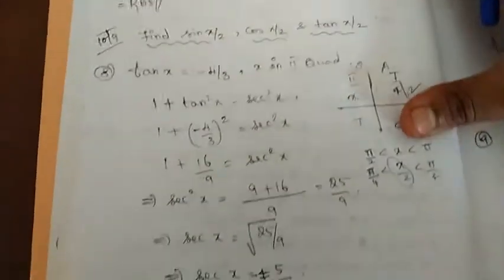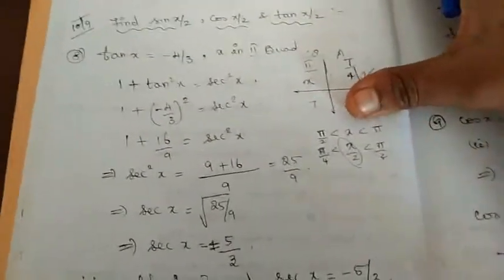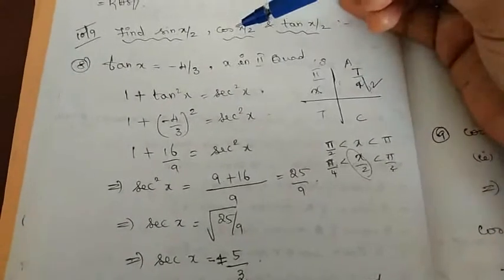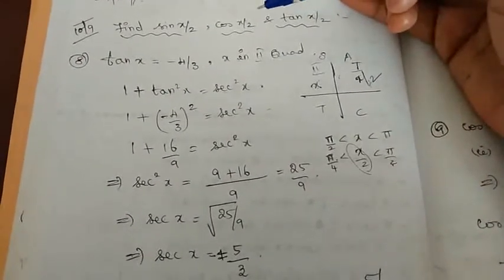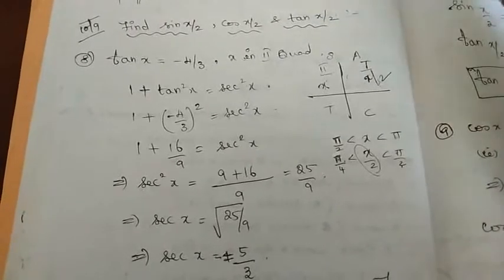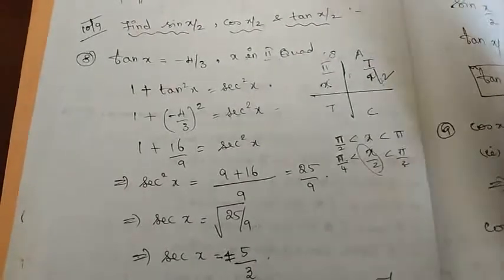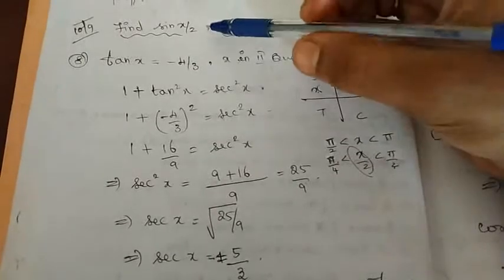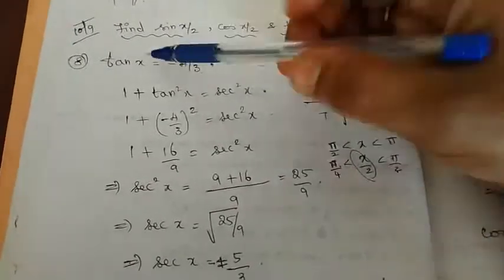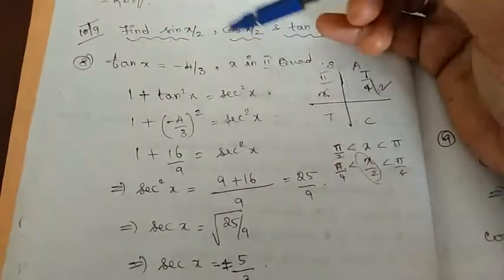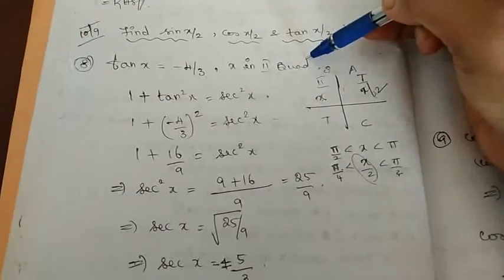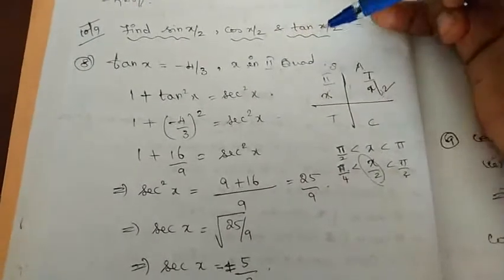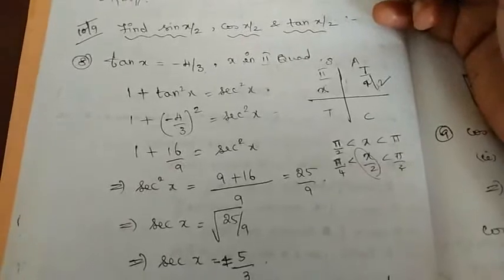Then another important type of problem which we have seen under this chapter is finding x by 2, angle x by 2. Earlier we have seen how to find the trigonometric ratios for a single angle. Now we are going to see how to find them for the half angle. If tan x is minus 4 by 3 and x is in the second quadrant, you have to find out where x by 2 will lie.